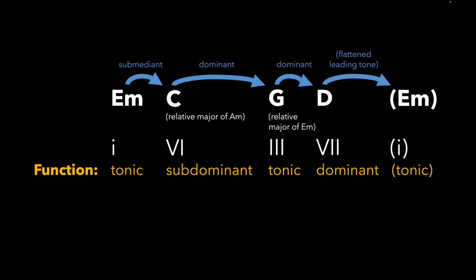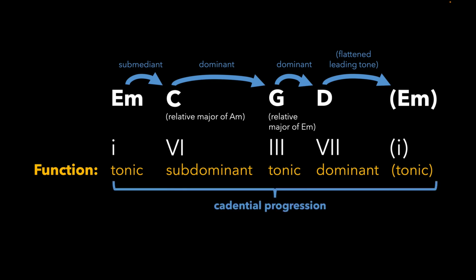Okay, so to summarize, we have the tonic going to a subdominant function, going to a tonic function, going to a dominant function, going to a tonic. So that is a very nice and conventional cadential chord sequence. And therefore it's satisfying because we're accustomed to hearing that.